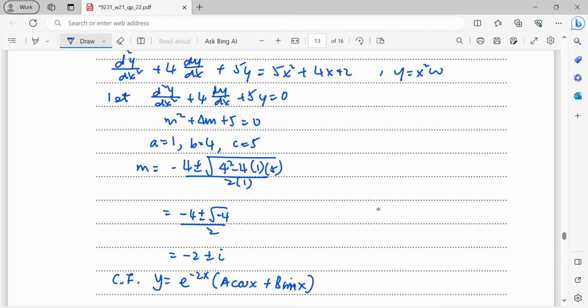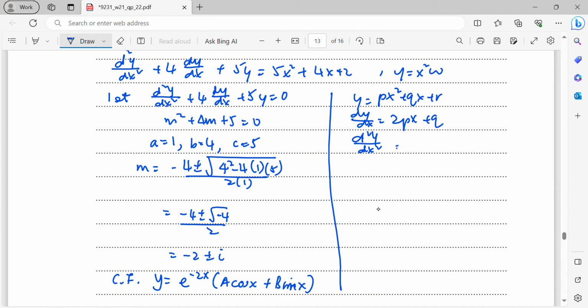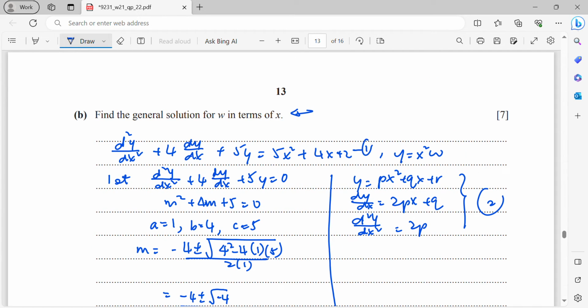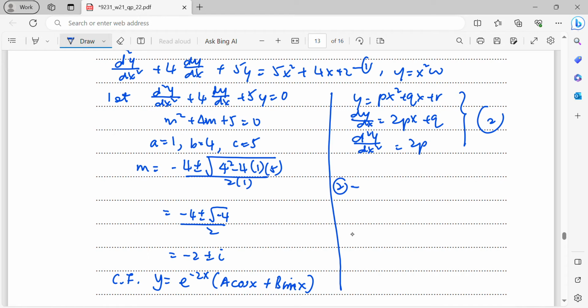So now for the right hand side, I will let y be px squared plus qx plus r. So now dy dx, it will be 2px plus q. d squared y over dx squared, it will be 2p. So I let all this be second equation, and this is my first equation. So now I substitute second into first. So I will get 2p plus 4 times (2px plus q) plus 5 times (px squared plus qx plus r) equals to the quadratic function.